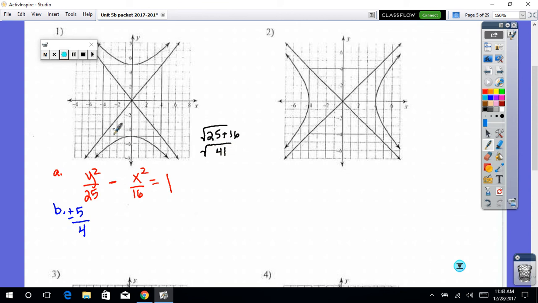Okay, so now we need to ask where the foci are. They're actually on the y-axis. So we have a 0 x-coordinate, square root of 41. And then the exact opposite of that, 0, negative square root of 41.